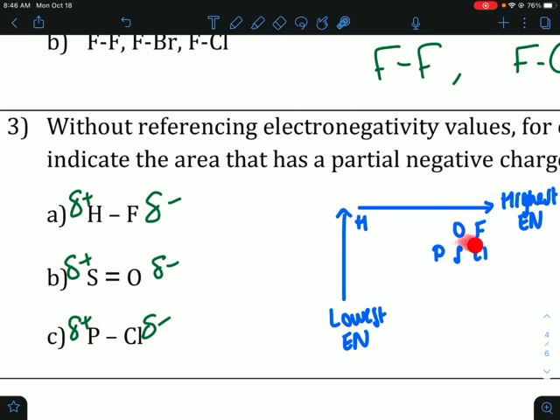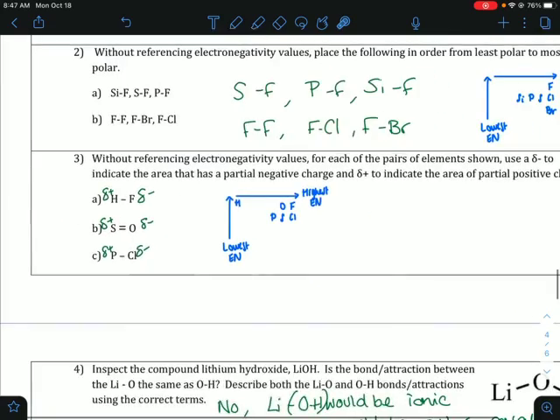And finally, P and Cl, same thing. Cl is going to have the higher electronegativity value, so it's going to feel those electrons a little bit more, and that's what has the partial negative.